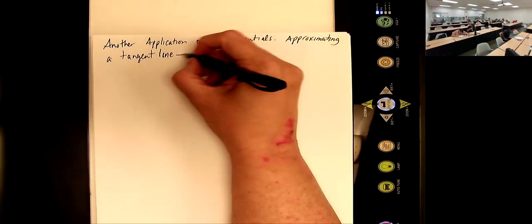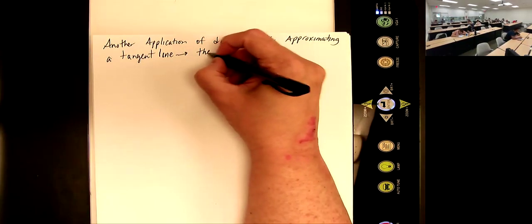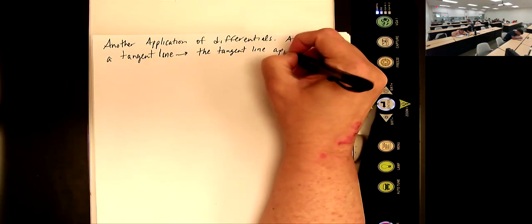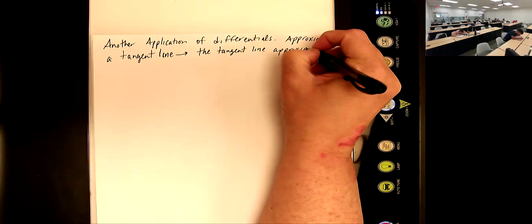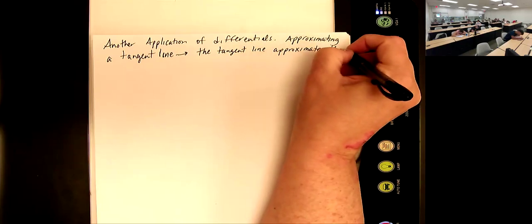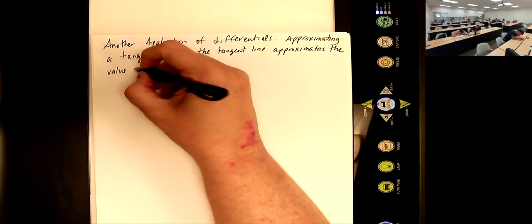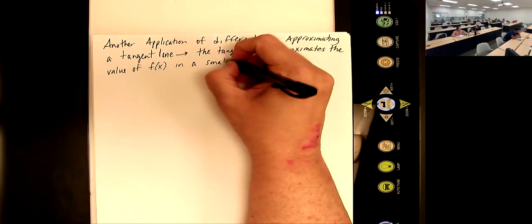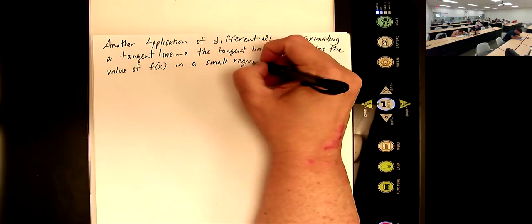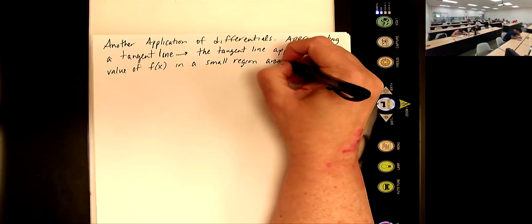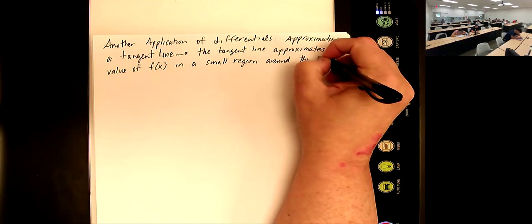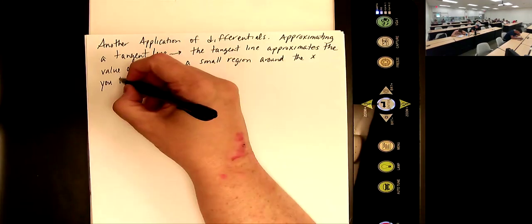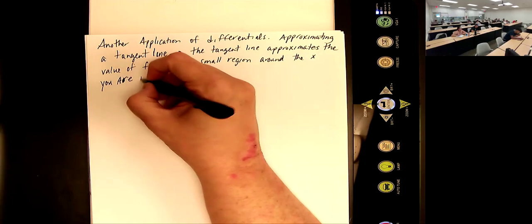And this stems from the tangent line approximating the value of f of x in a small region around the x you're calculating.